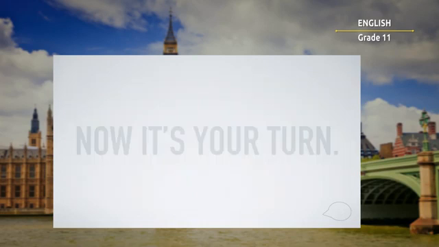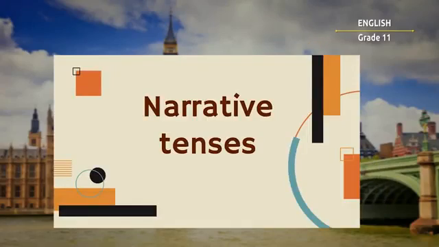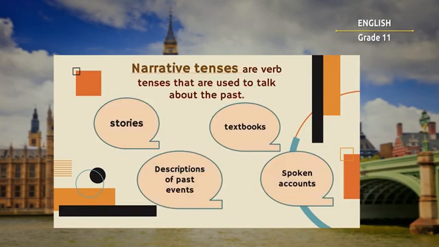Now, it's your turn. When we tell a story in English, we use past tenses. So now I would like you to pay attention to narrative tenses in English. Narrative tenses are verb tenses that are used to talk about the past. You can often find them in stories, textbooks, spoken accounts, and in descriptions of past events. Therefore, it's very important to know the past verb forms and use them correctly.